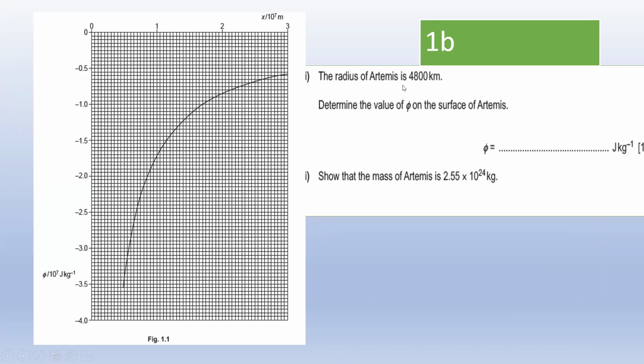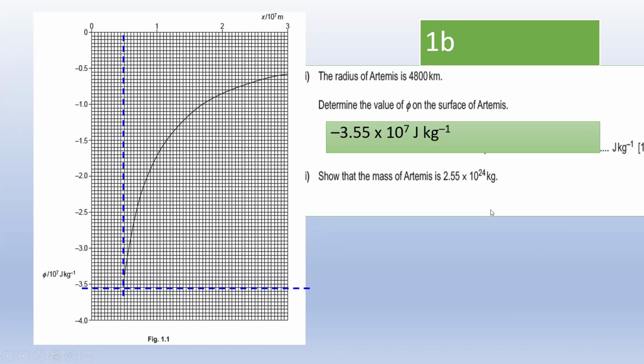So you just read this one, 4.8 times 10 to the power 7 meter. Just draw a line or use a ruler and then draw another line there to read. Okay, negative must be there.